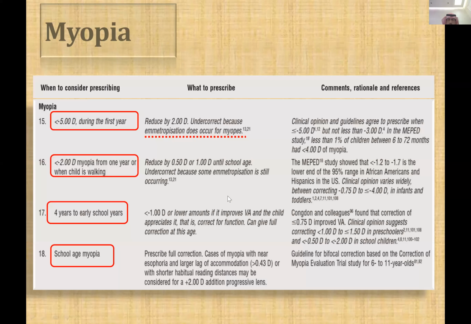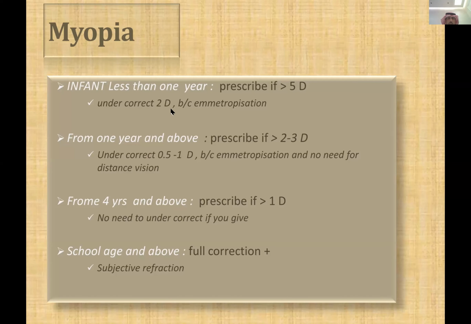Again, these are the same guidelines for myopia. I'll go through it. So in infant less than 1 year, prescribe for more than 5 diopter. Undercorrect 2 diopter because of the chance of emmetropization, to stimulate emmetropization. And also because the infant at this age doesn't need good vision for distance.